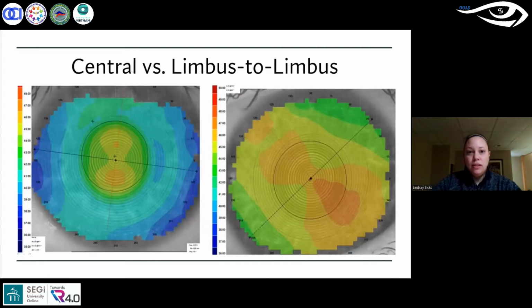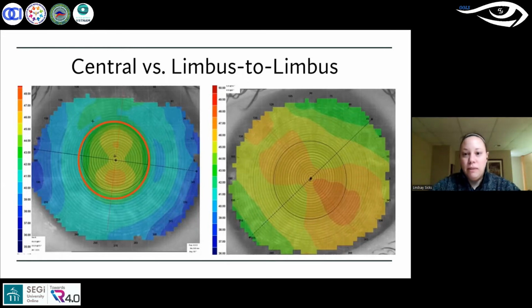We briefly mentioned central versus limbus to limbus. If we have astigmatism that is confined to the central cornea, like on the left here, this may be a patient that you fit in a spherical lens, because the base curve is going to provide the central flattening and mush down that central astigmatism. And then the spherical part of the periphery can land out on the rest of the cornea and be fine.